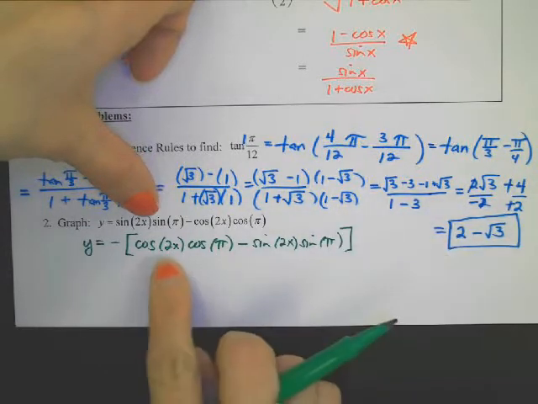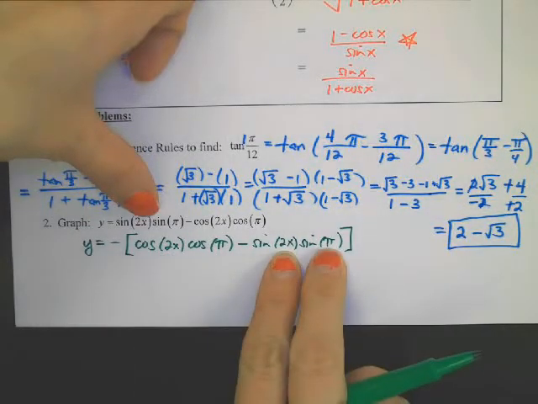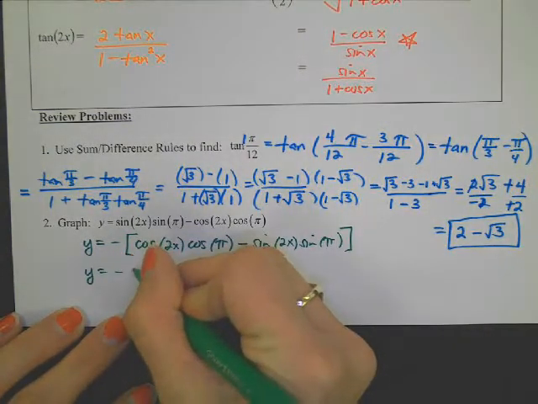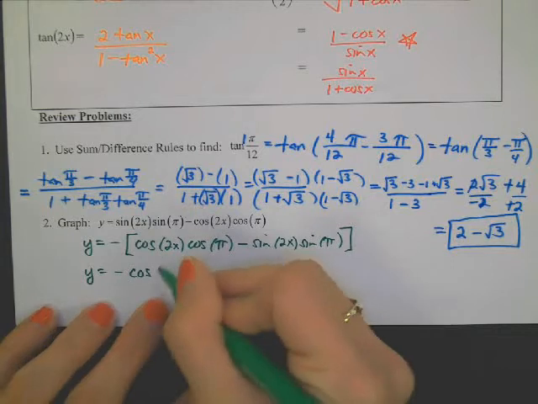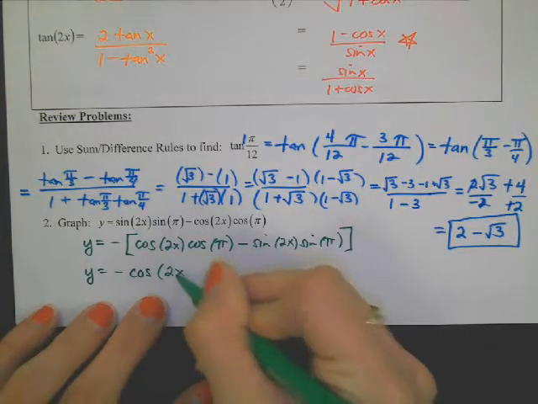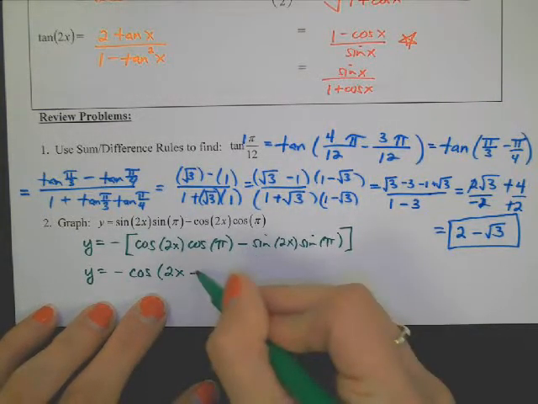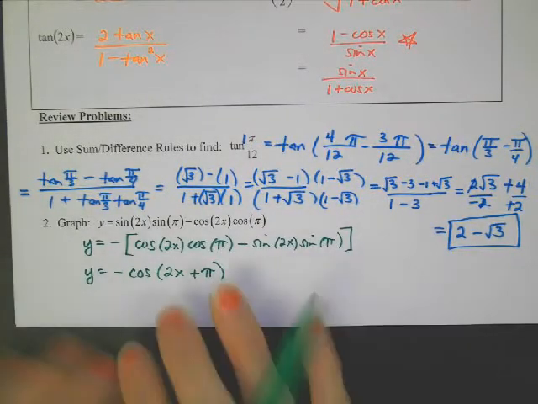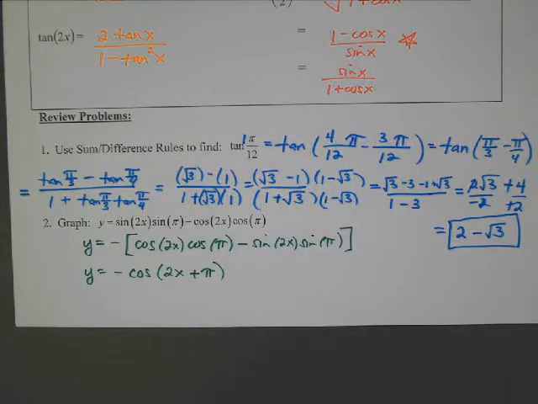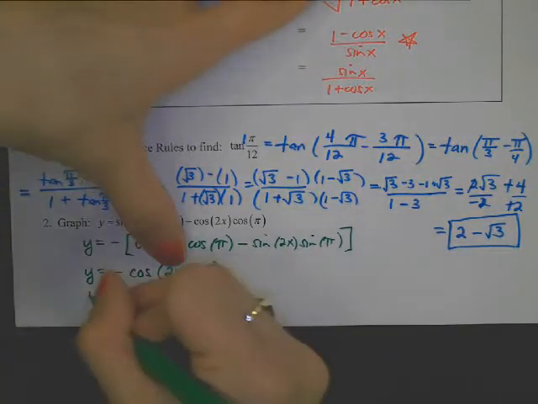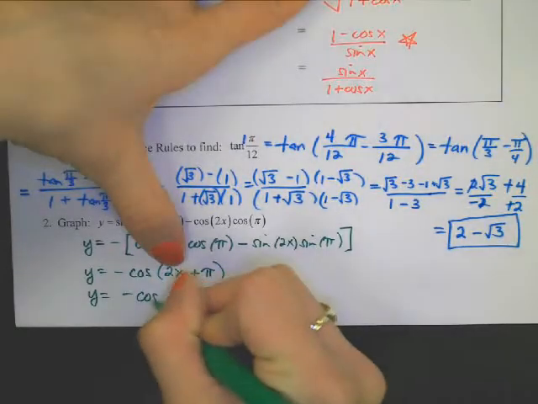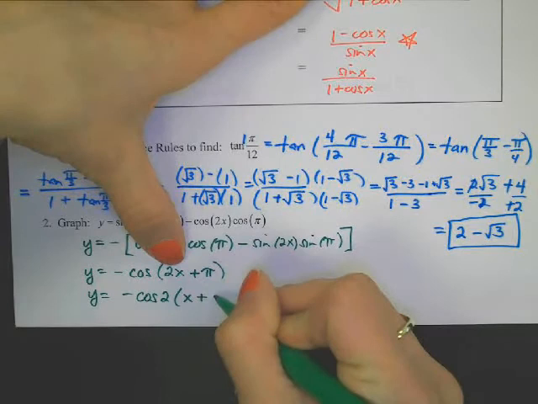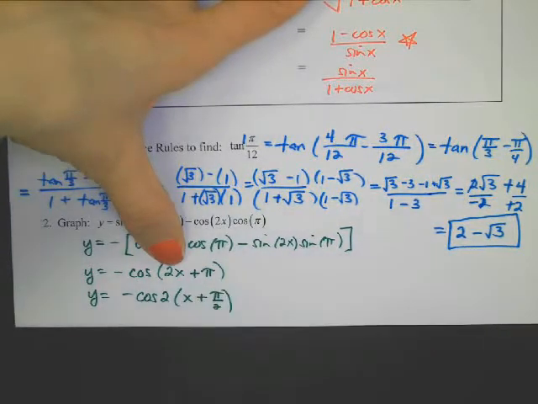Okay, and let's check the angles. Do I have an A and a B and an A and a B? Good. Okay, so we've got negative cosine, this is the cosine song, of 2x plus pi. All right, is that equation ready to be graphed? No, because we got to factor out that b number. So let's make sure we do negative cosine 2 times the quantity x plus pi over 2.